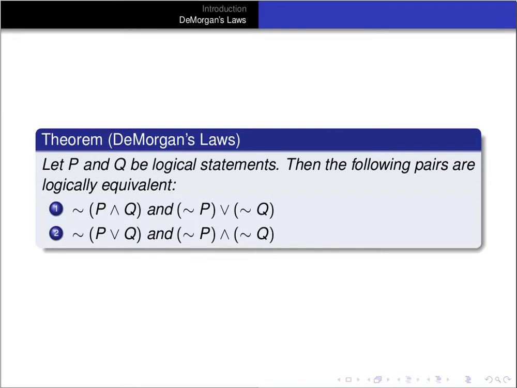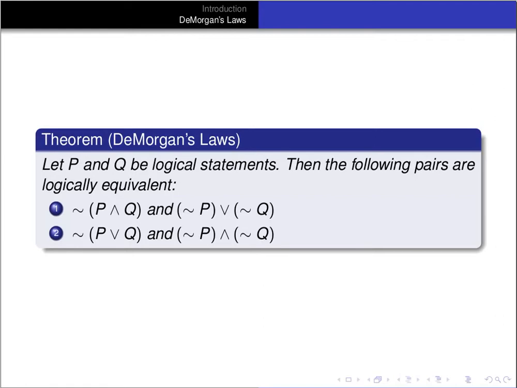Okay, so let's let P and Q be logical statements. Then the following pairs of statements are logically equivalent. So first, the negation of P and Q, so not (P and Q), is logically equivalent to not P or not Q. And not (P or Q) is logically equivalent to not P and not Q.